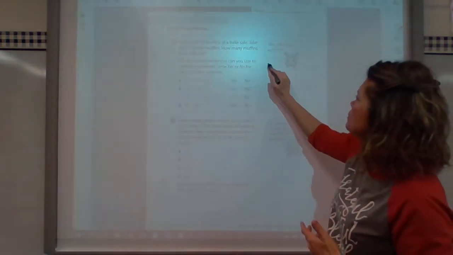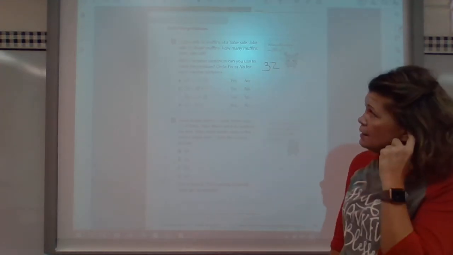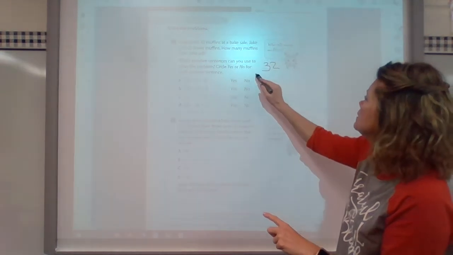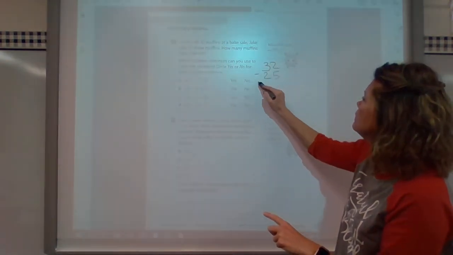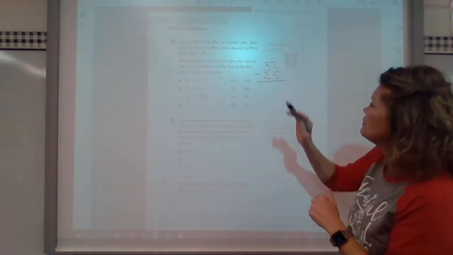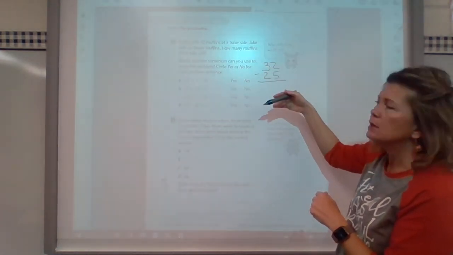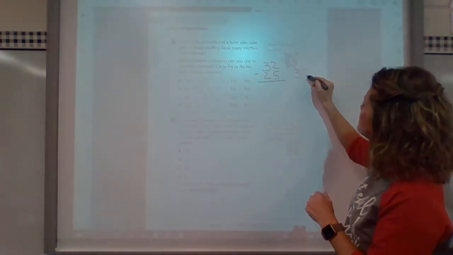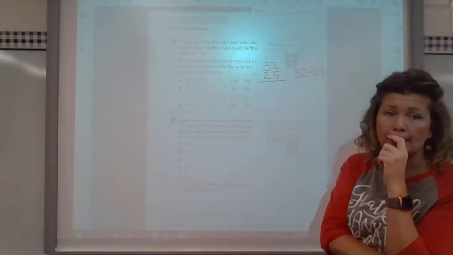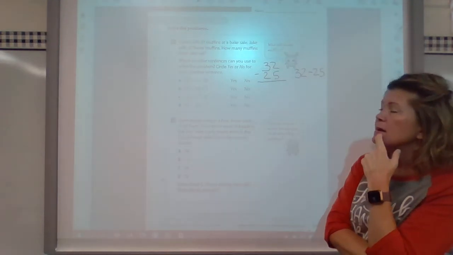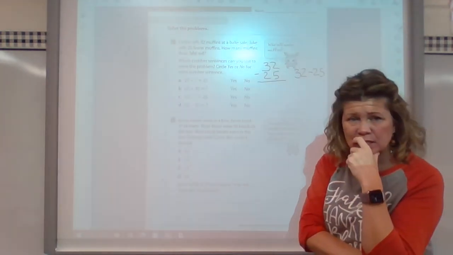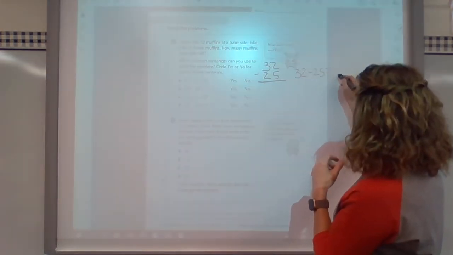So if I start with 32 muffins, and I know that Jake sells 25 fewer, I'm going to minus 25. Okay? That's my number sentence, 32 minus 25. Well, I have written it up and down. If I want to write it sideways, it would look like this, 32 minus 25, and that would equal question mark.